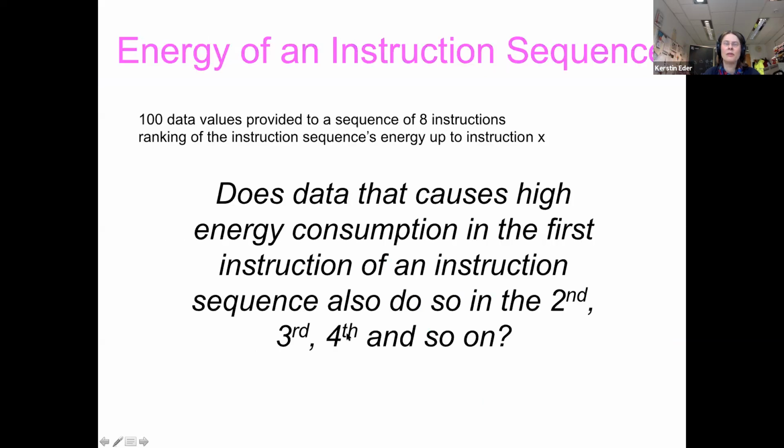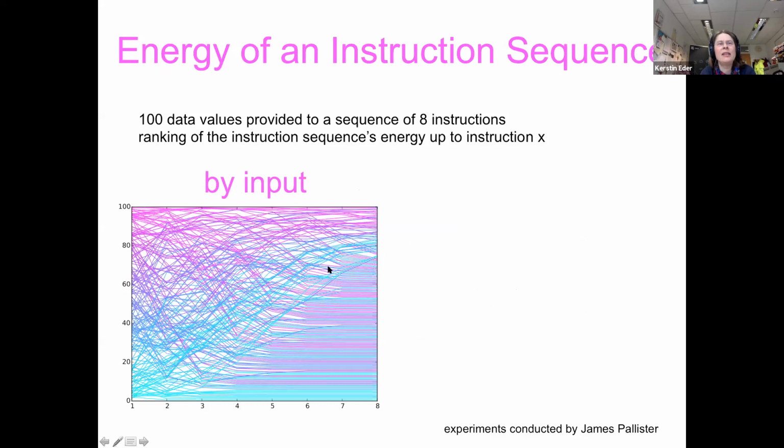And that's a really tricky question. So let's have a look at an instruction sequence. We wanted to know, does the data that causes high energy consumption in the first instruction of an instruction stream also do so in the second, third, fourth, and so on? Is that a good approximation? So we chose 100 random data values and provided those to a sequence of 8 instructions. Then we ranked these according to the energy that was consumed up to instruction X, from 1 to 8. If we do this for the input, then we get this graph.